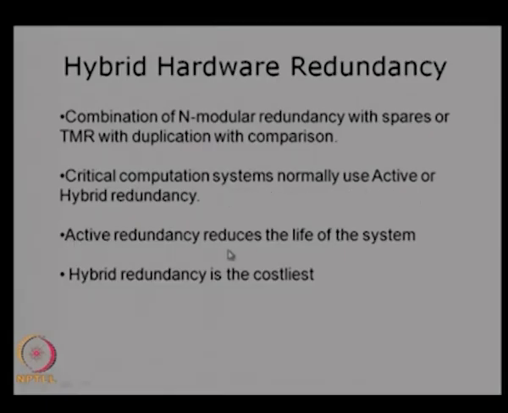Active redundancy reduces the life of the system. Basically when you go for an active redundancy, especially the hot standby, it reduces the life of the system because it is always in an active mode. And hybrid redundancy is the costliest one to implement because you need to have the passive as well as the active redundancy, and therefore it is the costliest to implement practically.